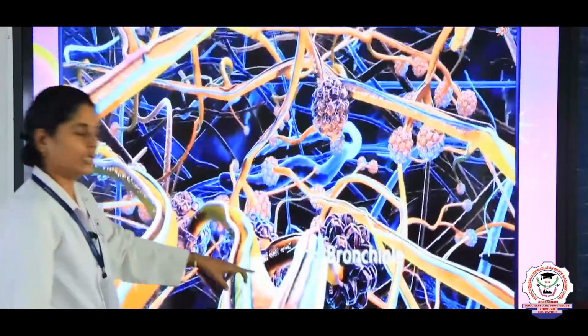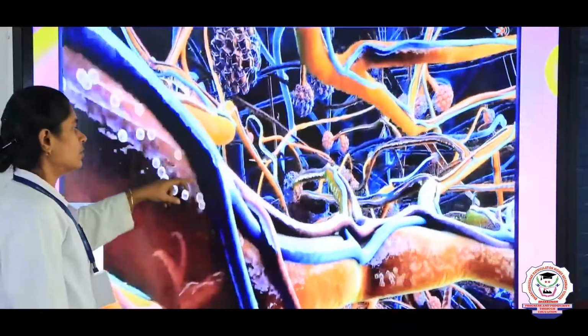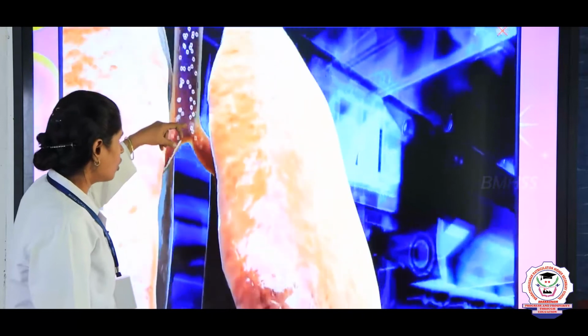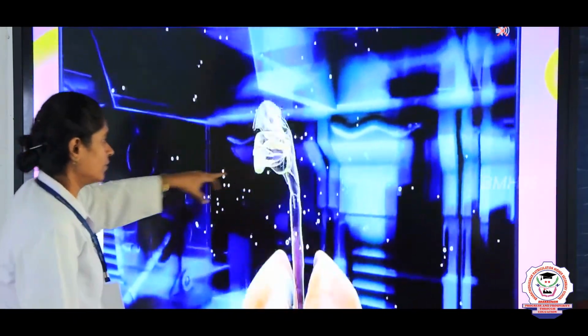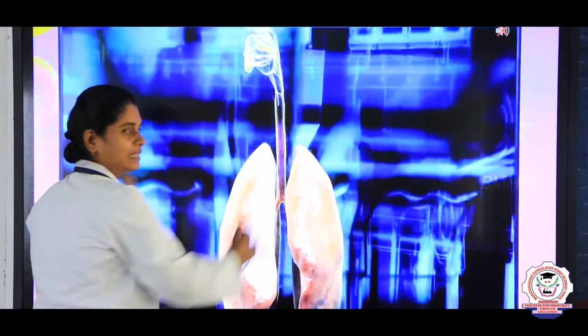dioxide comes through the bronchioles, and from the bronchioles the carbon dioxide comes through the bronchi, and from the bronchi it enters into the windpipe, and from the windpipe it is exhaled through the nostrils. So, this is the breathing mechanism.